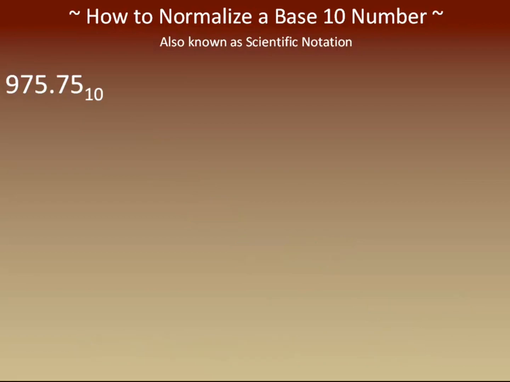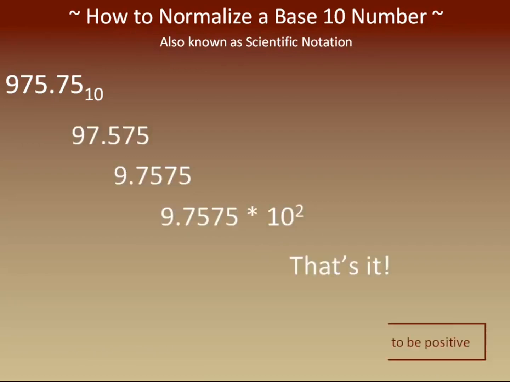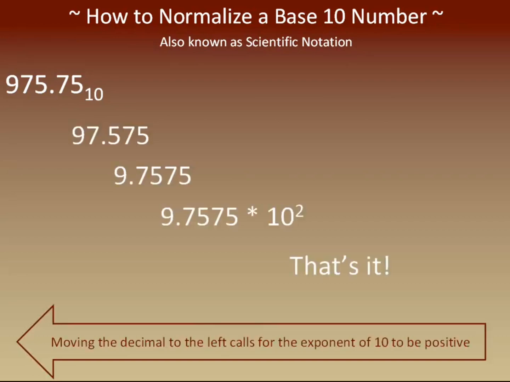Now, what if we had a number that had numbers after the decimal? Well, that's no problem. To normalize the number, we simply move the decimal point from its current location to the left again until there is only one non-zero digit to the left of the decimal point. In this case, we would move it 2 places to the left, and 975.75 would become 9.7575 times 10 to the second. The number of times the decimal moves to the left becomes the exponent.